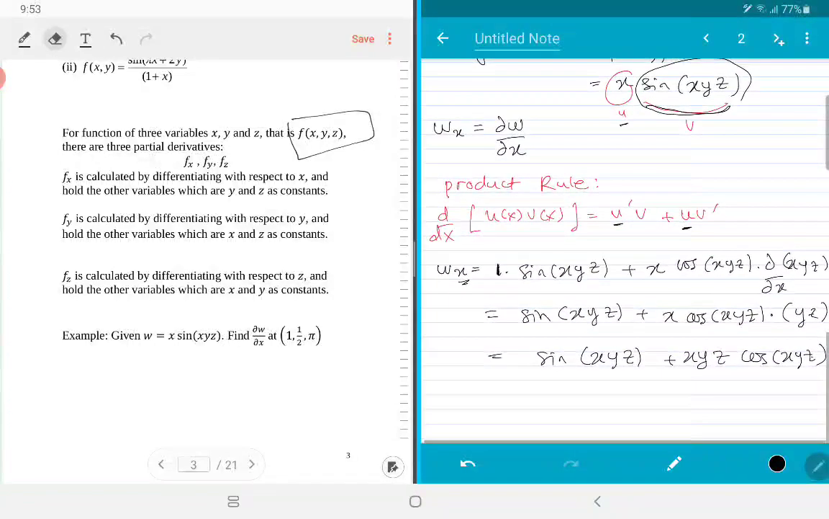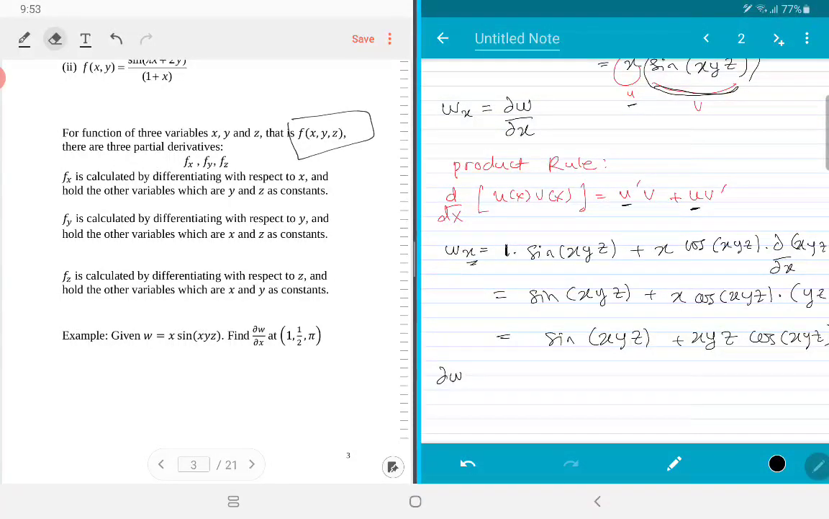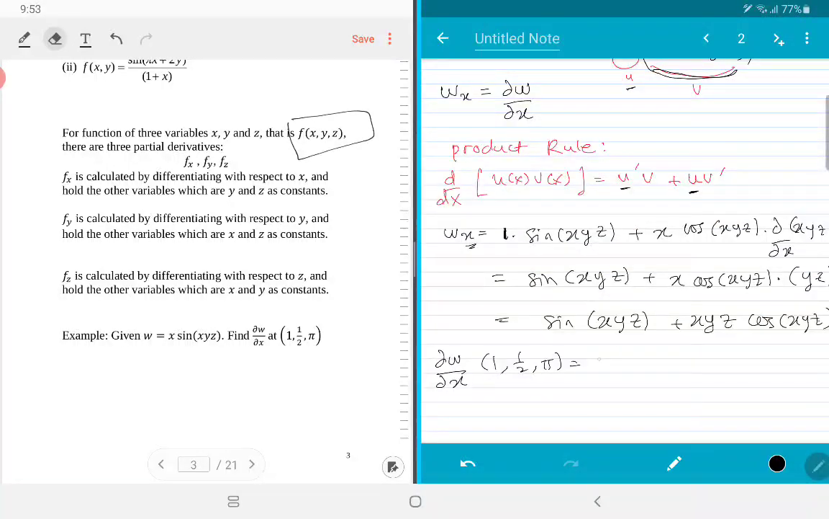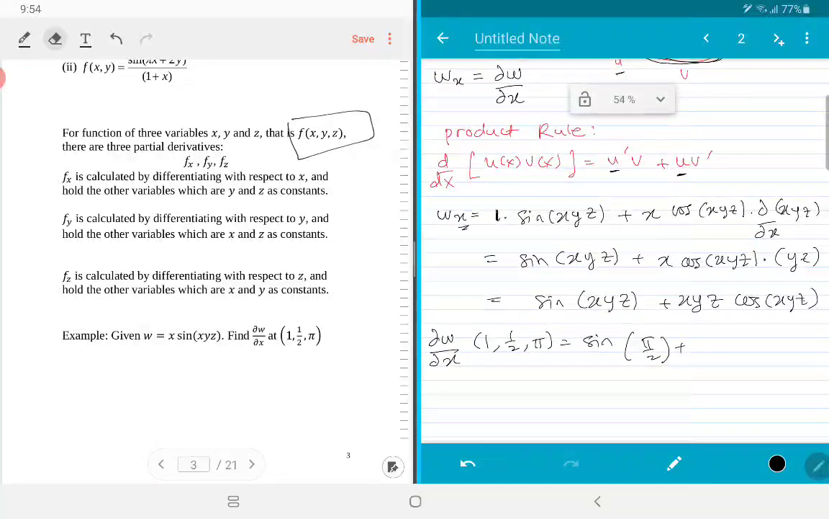Now we can get the value of this at the given point. So partial w partial x at (1, 1, pi/2). Replace x with 1, so we have 1 times 1 times pi over 2, which gives us pi over 2. Here we have xyz, that will give us pi over 2, and here we have cos pi over 2. But we know cos pi over 2 is 0, sine pi over 2 is 1, so we have 1 plus 0. Here we have a 1.